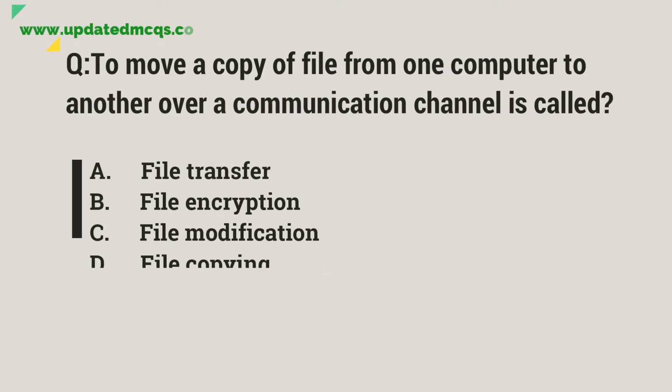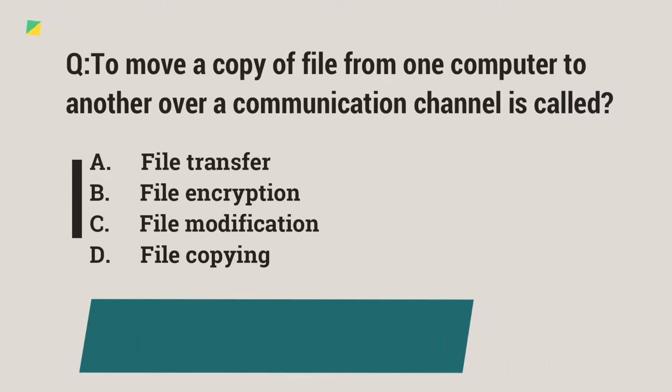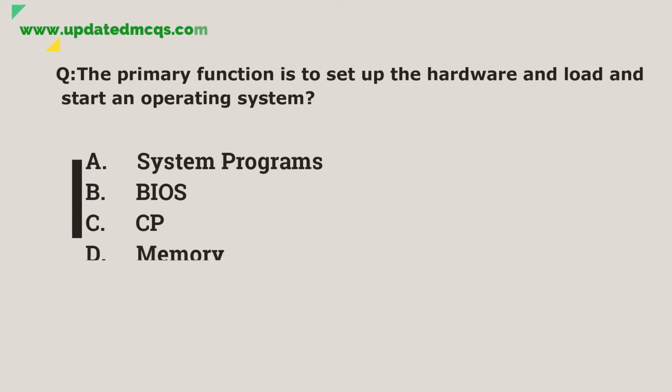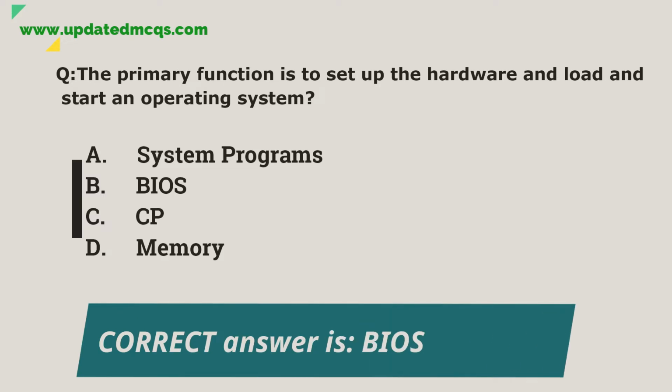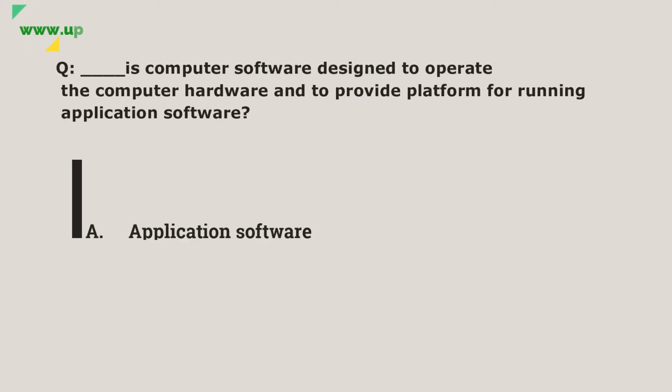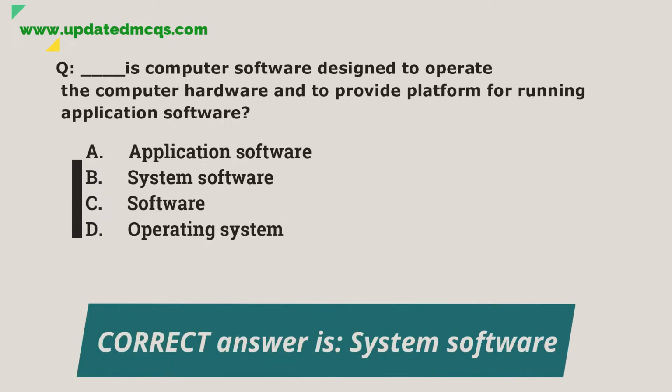To move a copy of a file from one computer to another over a communication channel is called file transfer. The primary function is to set up the hardware and load and start an operating system (BIOS). Dash is computer software designed to operate the computer hardware and to provide a platform for running application software, system software.